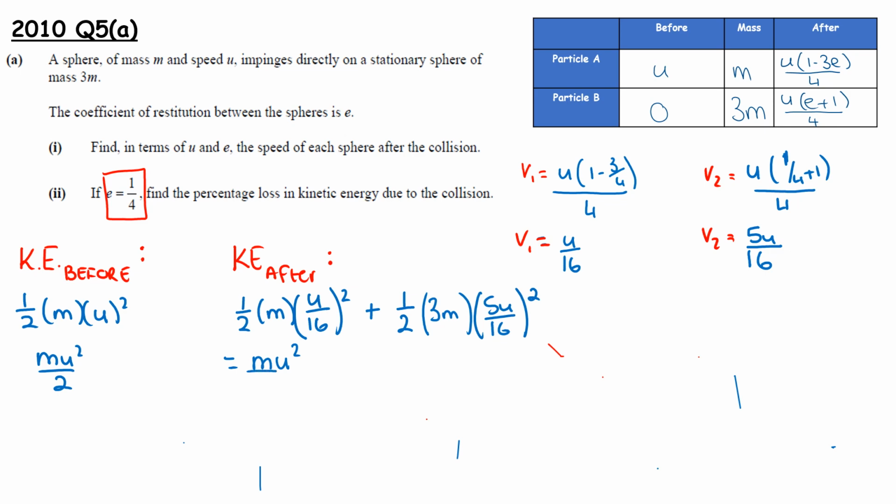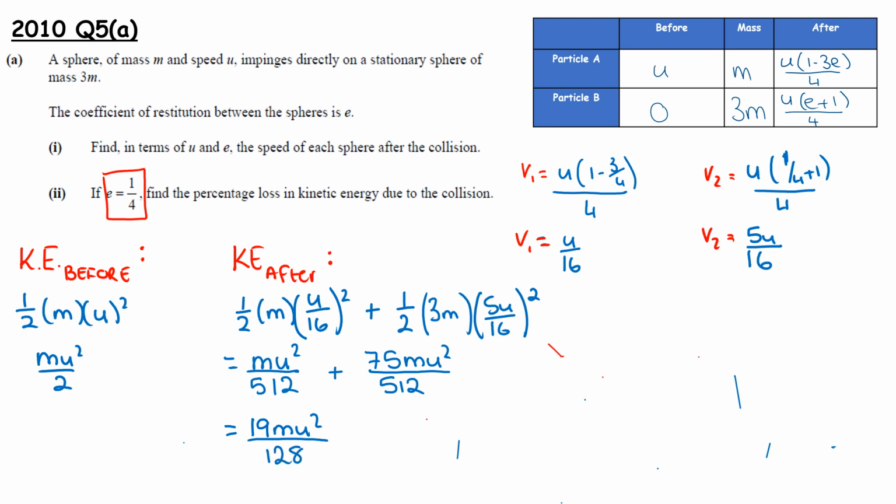So we're going to need to work this out, and this works out as u squared over 512 plus 75u squared all over 512. We can clean that up by adding the two together and we get 76 over 512, but that simplifies down to 19u squared all over 128.